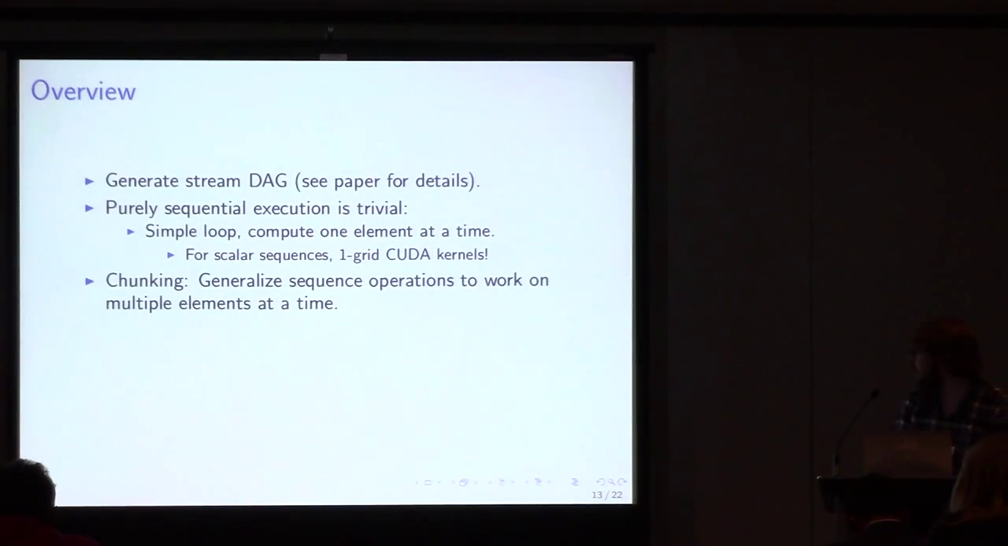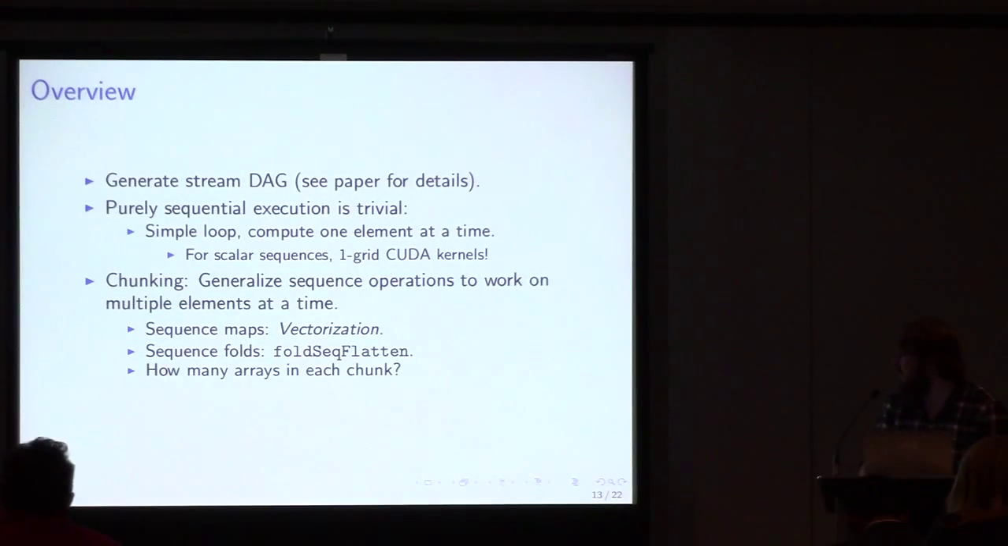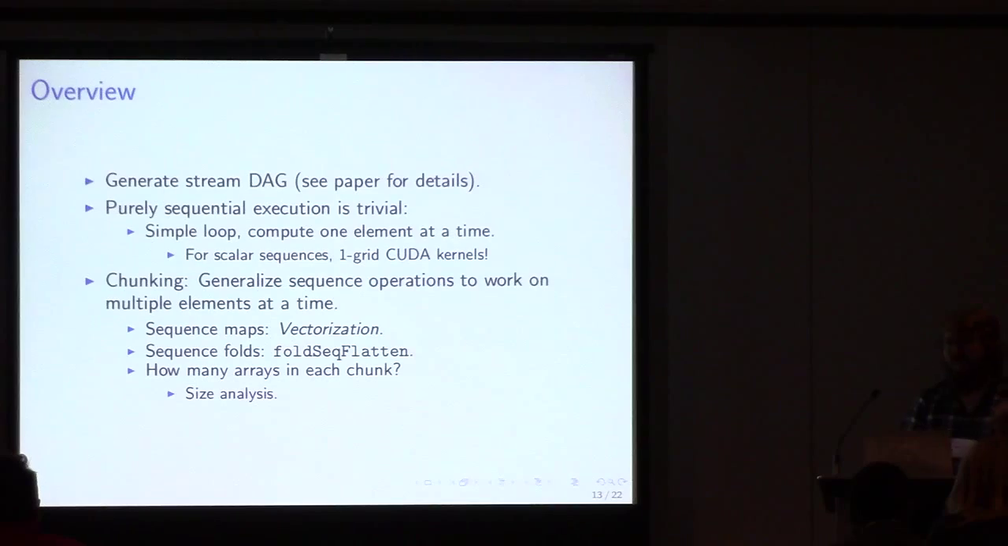We want to do chunking. And there are a couple of challenges there that we solved. For maps, we solved it by vectorization, and for reductions, we solved it by having a special primitive that can handle that. I'll get back to that in a second. And there's also a matter of how we choose the chunk size. So we use a size analysis basically, and then we use a magic constant for your backend that defines what the chunk size should be for scalars, and then we find the chunk size for the arrays of the size that you have in your sequence.